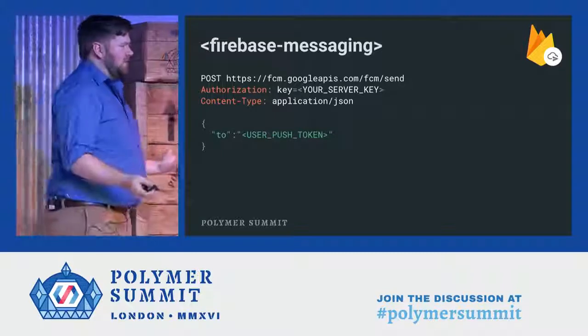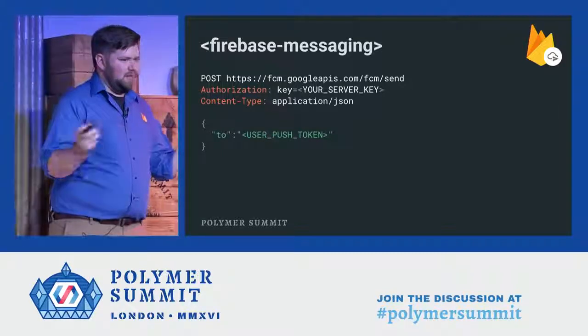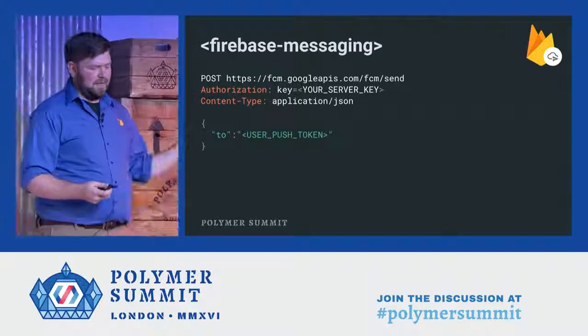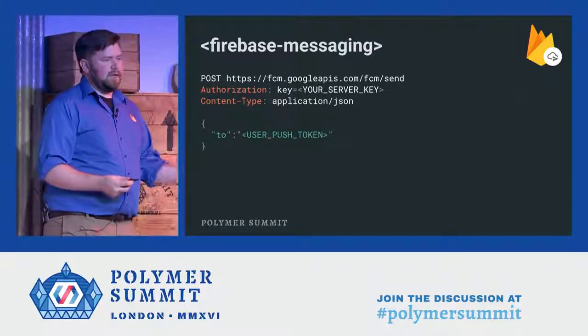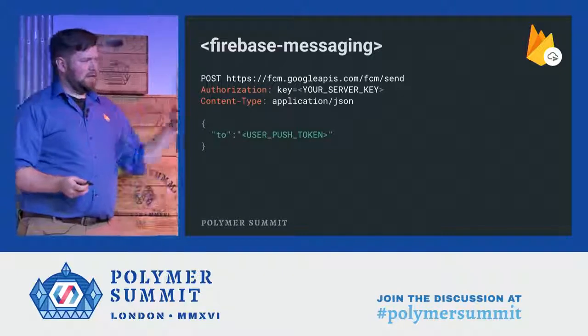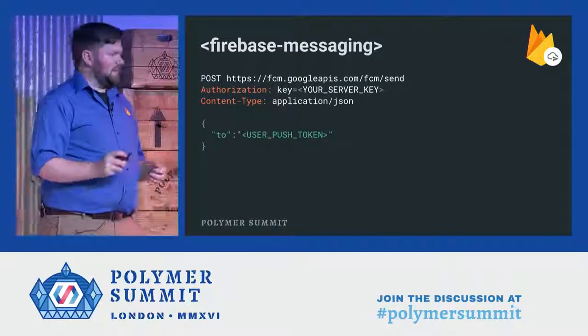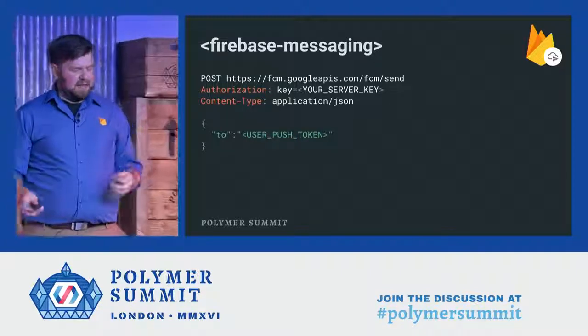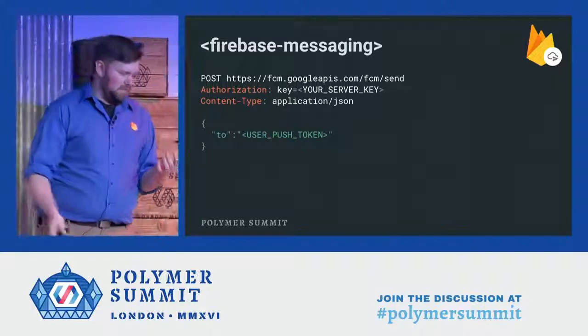And so what does sending a message to a device look like? It's a simple HTTP request. You just post to fcm.googleapis.com/fcm/send. There's a server key that you have to paste in from your Firebase console, and you need to specify a content type of application/json. And then the body just says "to," and then you specify the token.